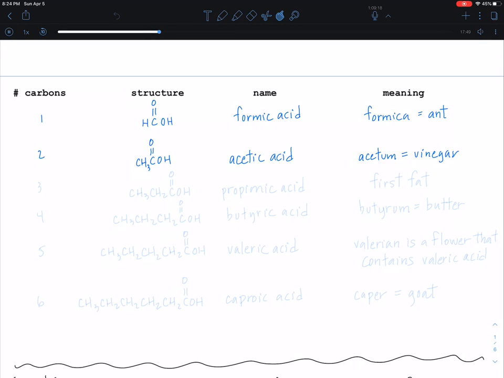If you've got 3 carbons, this one's a little weird, right? So the name anyways, I think. So 3 carbons.